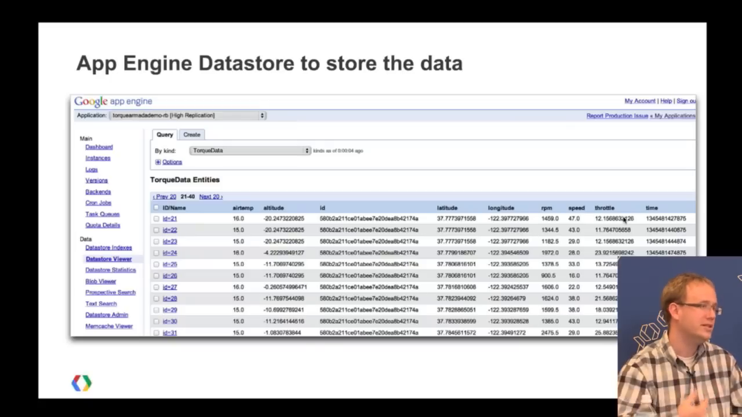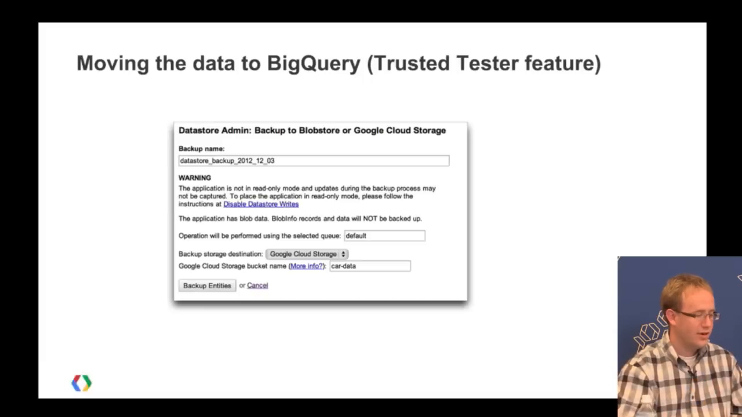But we get all this into the App Engine data store, and the App Engine data store is a great place to collect this data and maybe build a simple web front end on top of it. But if we want to do analysis, let's say we're extending this beyond just my car, and we want to do an analysis on a fleet of 10,000 cars or something like that, we really need the power of something like BigQuery. So we want to get this data into BigQuery. Right. So how do we do that?